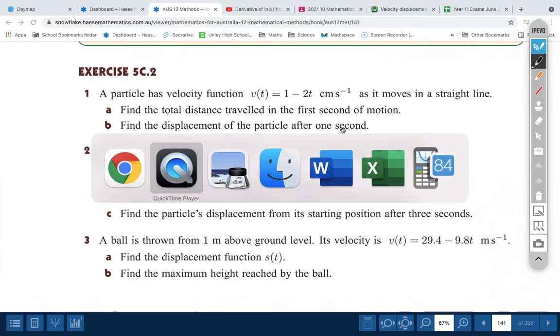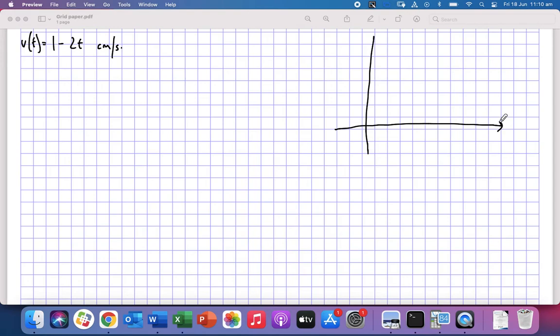1 minus 2t, all right? So v of t. It's a pretty straightforward velocity function. What I mean by that is I can get a picture of this graph fairly easily, right? So I've got velocity in centimeters per second, times in seconds. The y-intercept is 1. We've got a negative downhill gradient here.